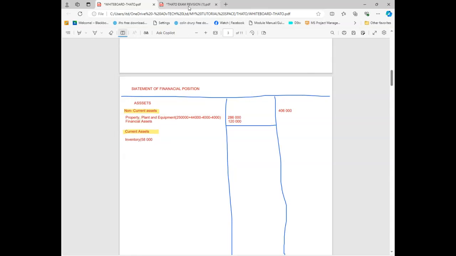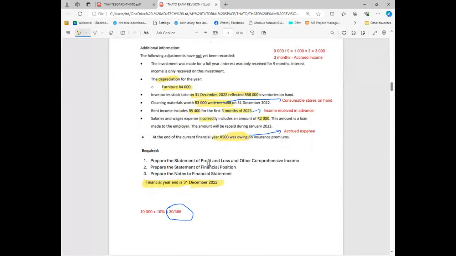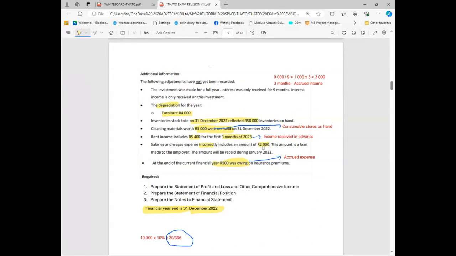No problem. Consumable stores on hand. Remember the importance of writing here already. Can you see we have been writing here? We have one consumable stores on hand. Remember? Cleaning materials. How much is it? 3,000. Remember, next time it can be stationery on hand, printing on hand, it doesn't matter. As long as you see an on hand item like cleaning material, stationery, printing, packaging material on hand, just know that they are called what? Consumable stores on hand. As long as it's not inventory on hand. Can you see this one is different?